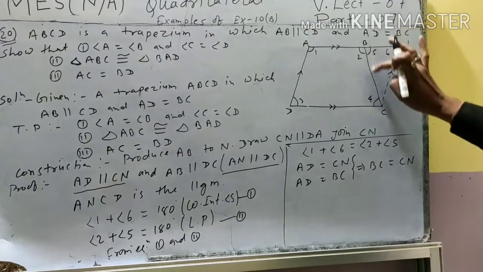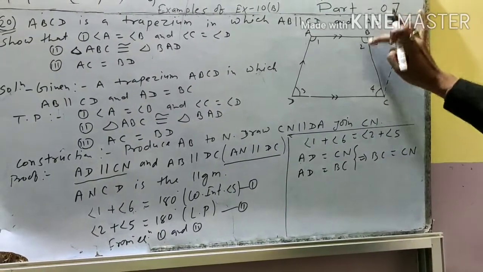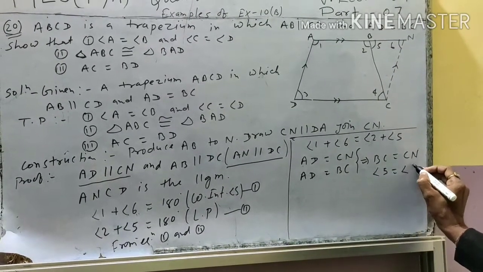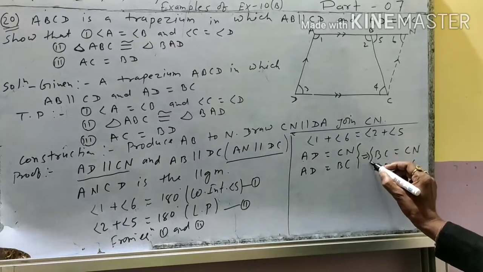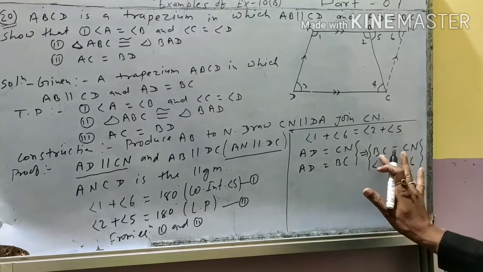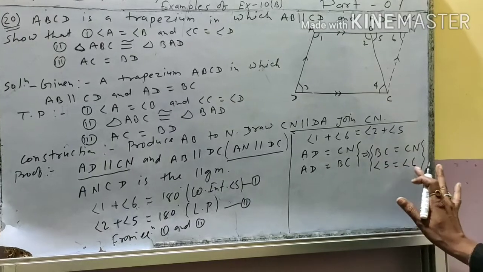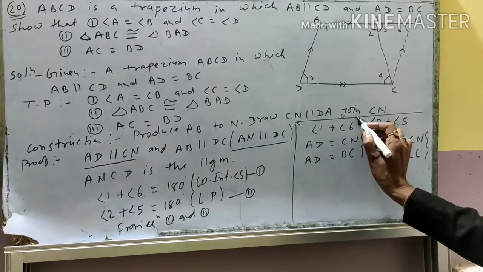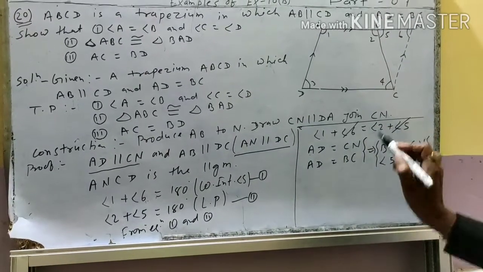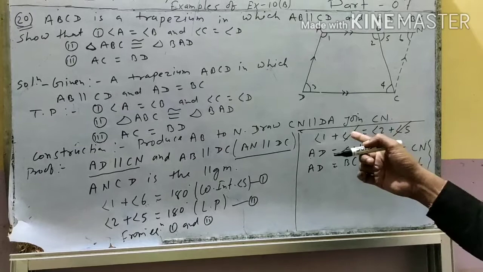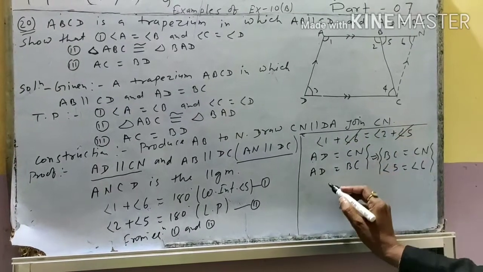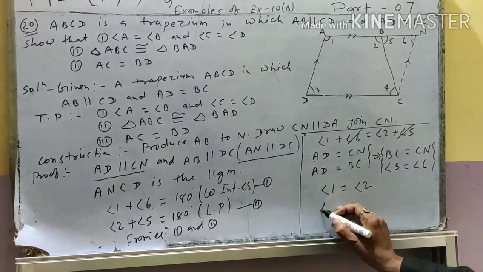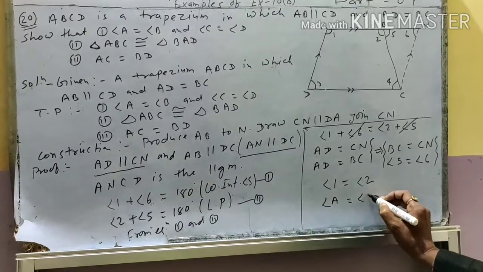So this triangle is the isosceles triangle, so we can write here angle 5 is equal to angle 6 according to this concept. So BC is equal to CN, so angle 5 is equal to angle 6. So this angle and this angle are cancelled because these two angles are equal. So we can write here angle 1 is equal to angle 2, that means angle A is equal to angle B.